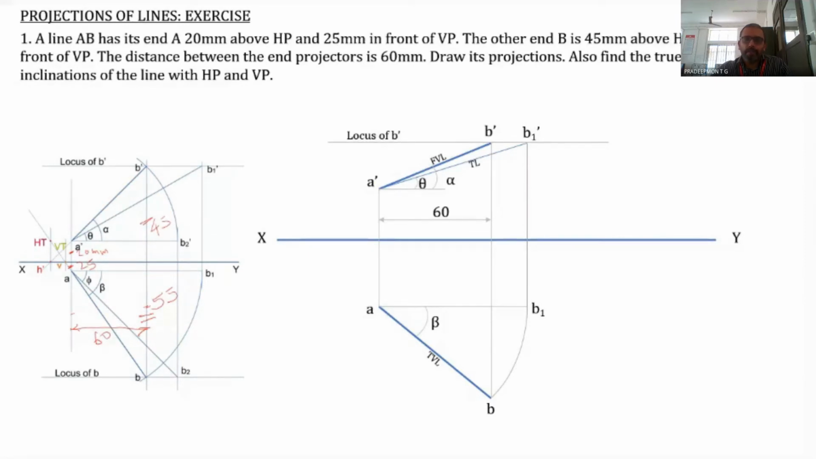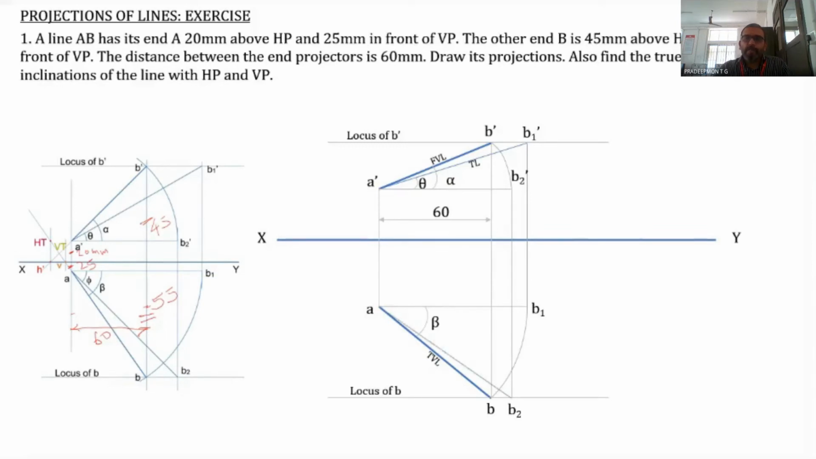Now what we do is you rotate the front view in order to get the B2 dash, and from B2 dash you drop a projector to the locus of B. Locus of B is any line which is parallel to XY line and passing through B, and from B2 dash you drop a vertical line to locus of B, and this point is B2, and join A with B2.